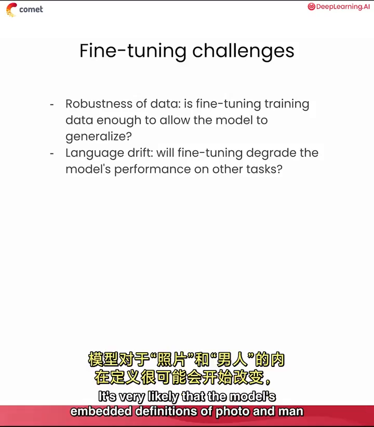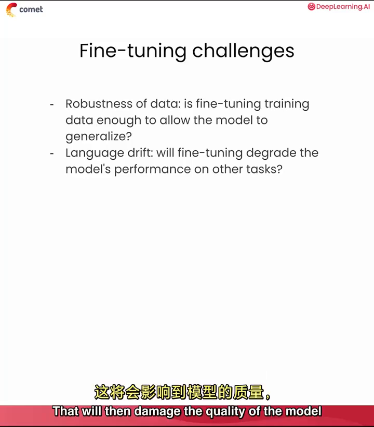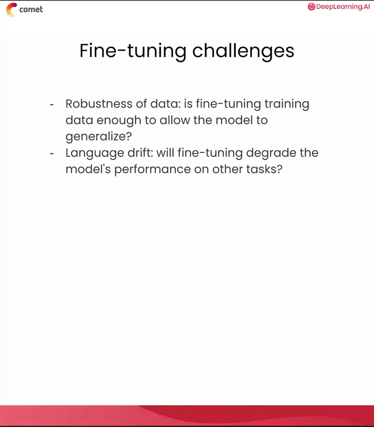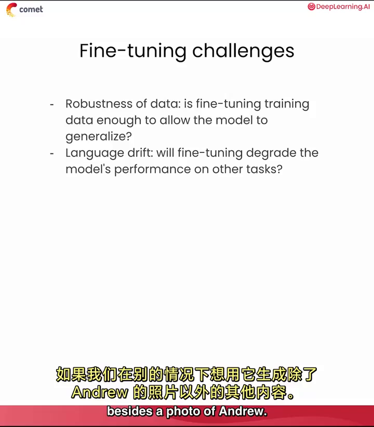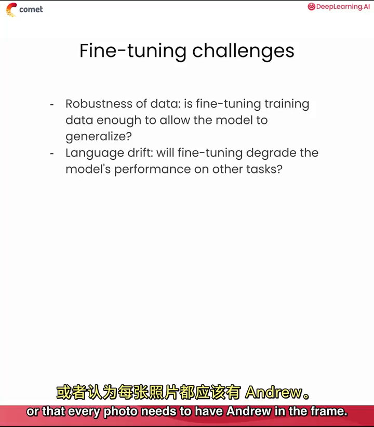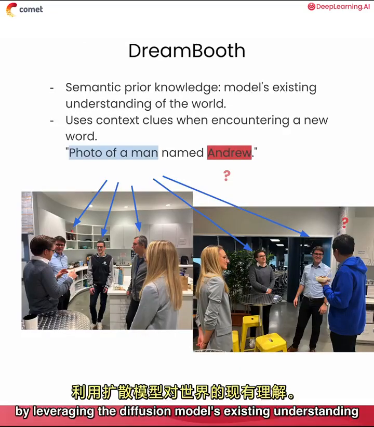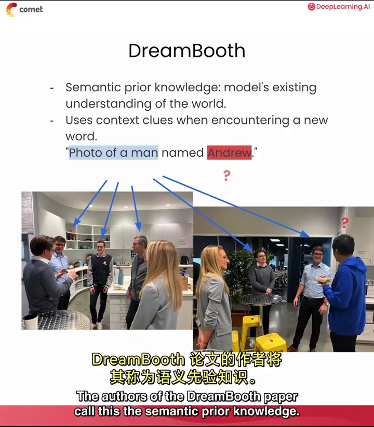It's very likely that the model's embedded definitions of photo and man will begin to drift to match the distribution of our small, narrow dataset. That will then damage the quality of the model if we use it later to generate anything besides a photo of Andrew. For example, it might think that all men look like Andrew, or that every photo needs to have Andrew in the frame. Dream Booth solves both of these problems in large part by leveraging the diffusion model's existing understanding of the world. The authors of the Dream Booth paper call this the semantic prior knowledge.